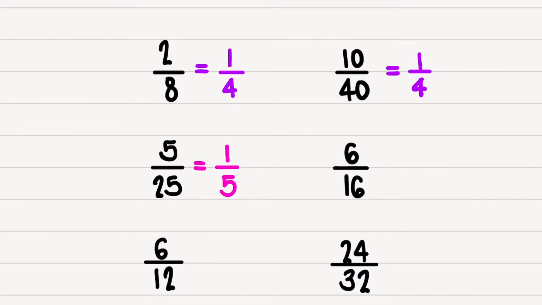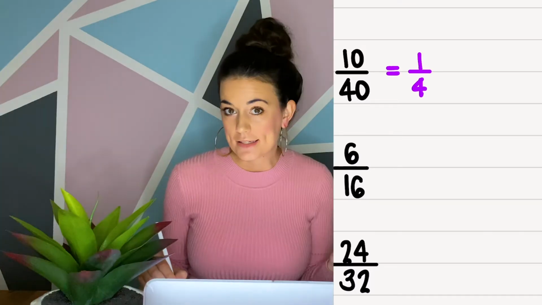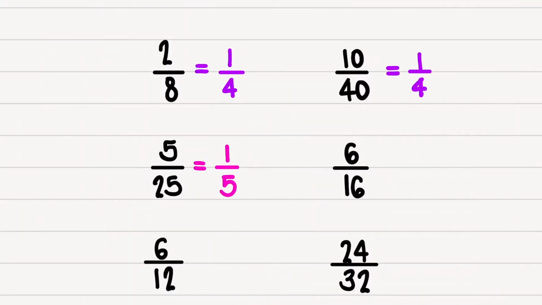If I look at 6 over 16, now 6 doesn't go into 16. 6 goes into 6, but 6 doesn't go into 16. So I'm not going to use 6 to simplify this fraction. I'm going to think of another number that goes into 6 and into 16. You've got it, a 2. 2 goes into 6. How many times does 2 go into 6? 3 times. How many times does 2 go into 16? 8 times. If I look at 6 over 12, now I can see that the biggest number that goes into both of these numbers could be the number 6.